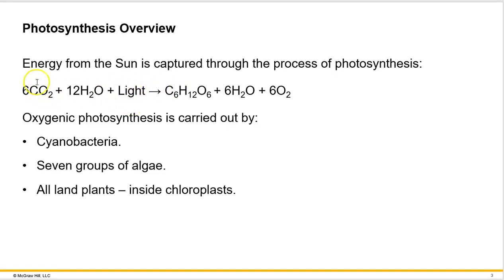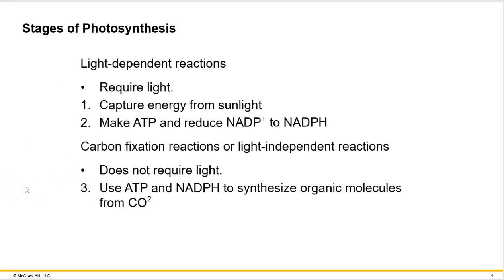And so what plants do is they take these low energy carbon dioxides plus water. Plants need water to replace electrons that they lose, and we'll see how that works, plus light from the sun, and to build these glucose molecules, these organized glucose molecules. Photosynthesis is carried out by cyanobacteria, a type of prokaryote, 7 groups of algae, and then all land plants. So all the land plants can do photosynthesis.